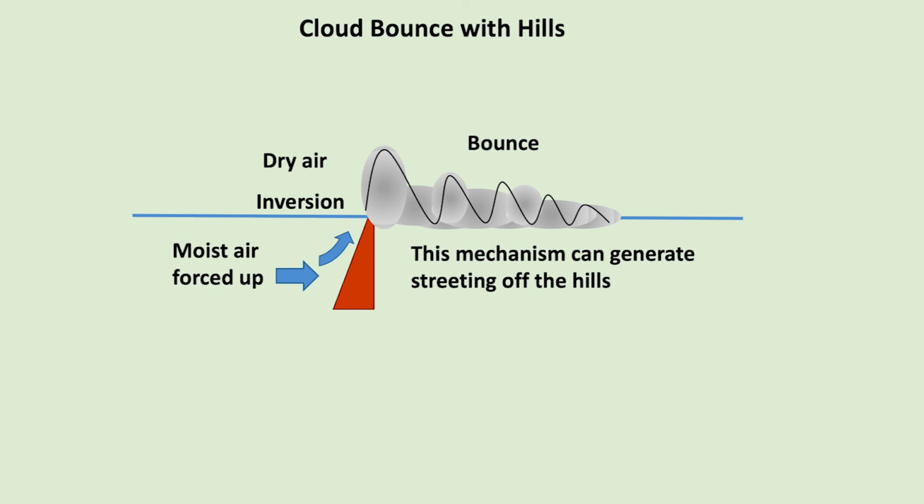Cloud bounce with hills. Here the moist air is forced up into the dry air and there's an inversion close to the hilltop. You'll see an active cumulus close to or on top of the hill, followed by a series of cumulus streaming out for half a kilometre or 2 kilometres. However, the air underneath is invariably stable, and really, unless you're very high, you're not really going to be able to use that street.